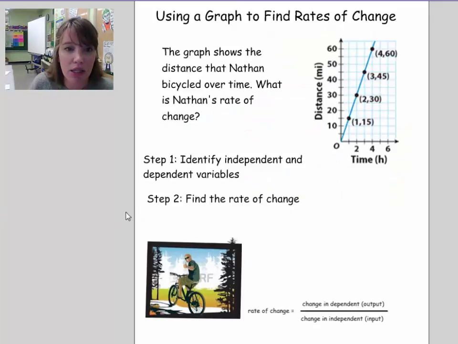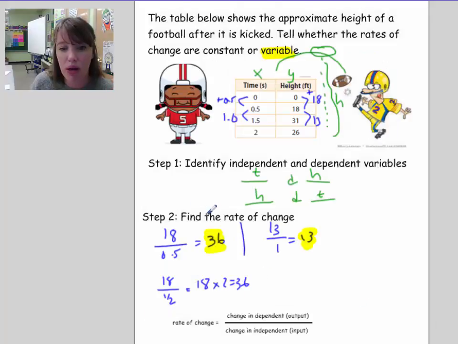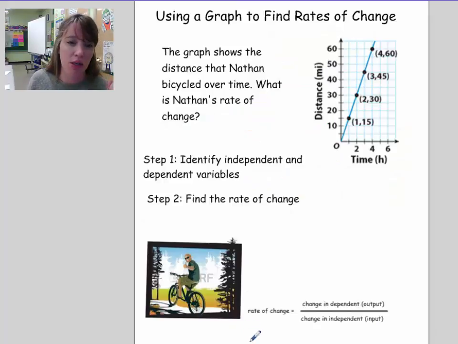Now, in the next lesson, by the way, we're going to talk about what the graph looks like when the rate of change is constant and what it looks like when the rate of change is variable. But the first step is deciding whether it's constant or variable. Remember, variable means changing. Okay, so let's find the rate of change from a graph. It's a little different from the other examples because we're not using tables.